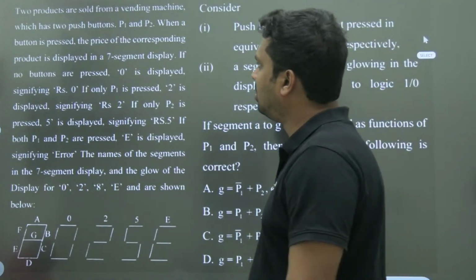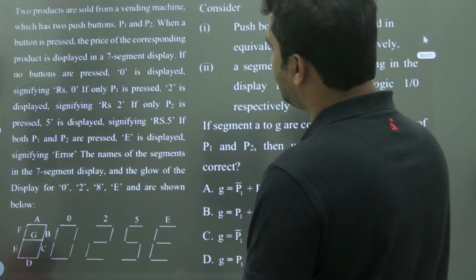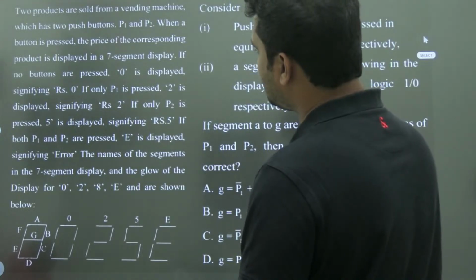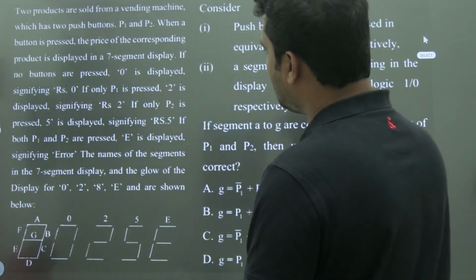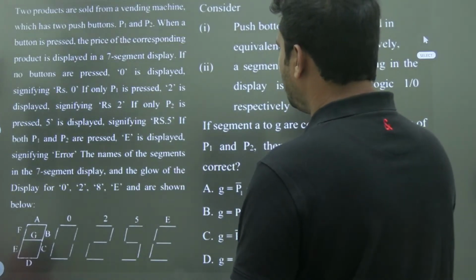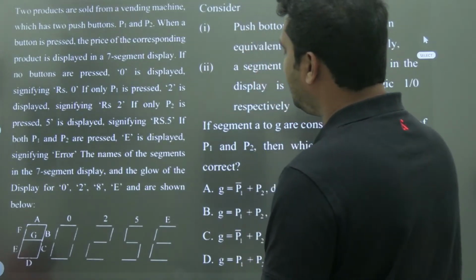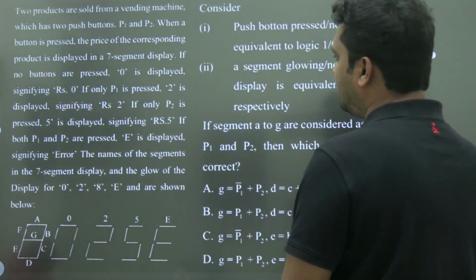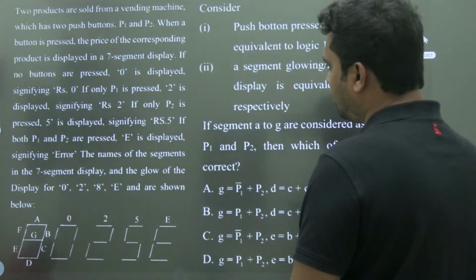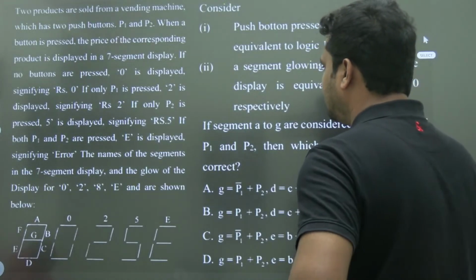Now, two products are sold from a vending machine which has two push buttons P1 and P2. When a button is pressed, the price of the corresponding product is displayed on a 7 segment display. If no buttons are pressed, zero is displayed, signifying rupees. If only P1 is pressed, 2 is displayed, and if P2 is pressed, it is 5. If P1 and P2 are both pressed, it is error.